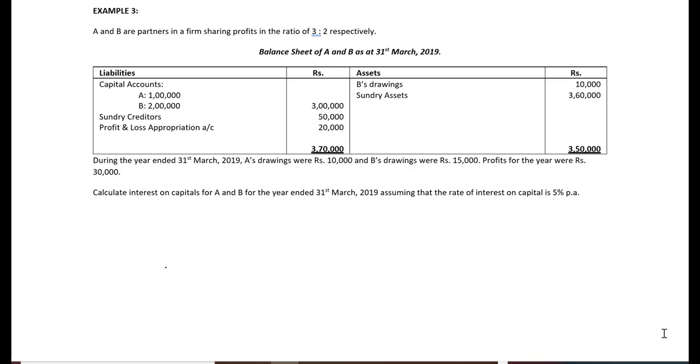We are asked to calculate the interest on capitals for A and B for the year ended 31st March 2019, assuming that the rate of interest on capital is 5% per annum. So let's go ahead with the solution. The fixed capital method is not being followed because the balances of the current account is not given. So we'll assume that the fluctuating capital method is being followed.